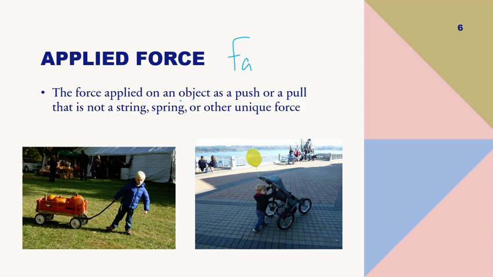Now let's draw the applied force that this little boy applies to the cart of pumpkins. What would this look like? By looking at the handle, we can tell that he's pulling the cart at an angle, and that is the same angle that his applied force vector should be drawn at.